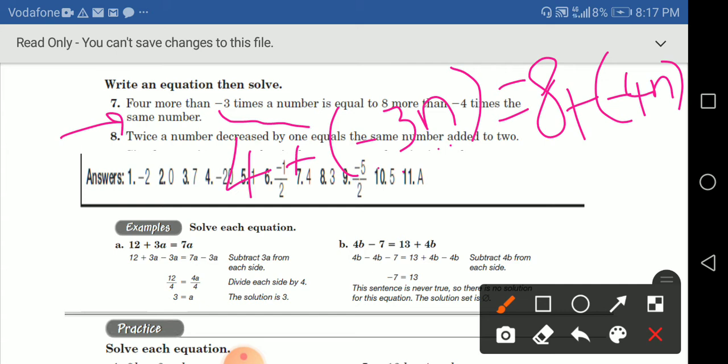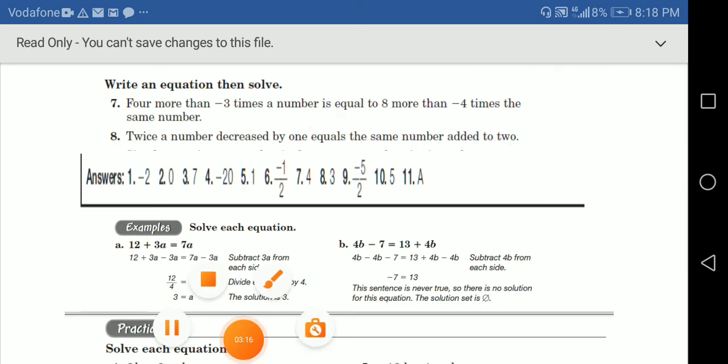Negative 3n is equal to, the equal sign, 8 plus negative 4 times the same number. I'm not going to change the variable. I wrote n here, so I'll write the same n here. Between them we have an invisible multiplication, as you see. This is easy, and then you will solve the equation.